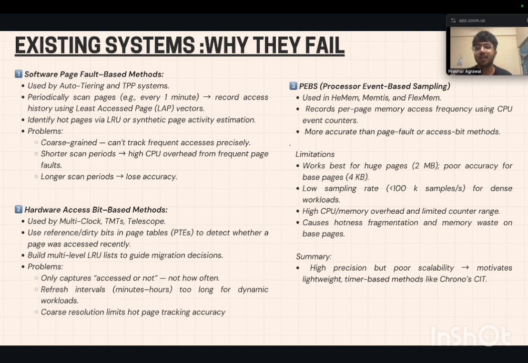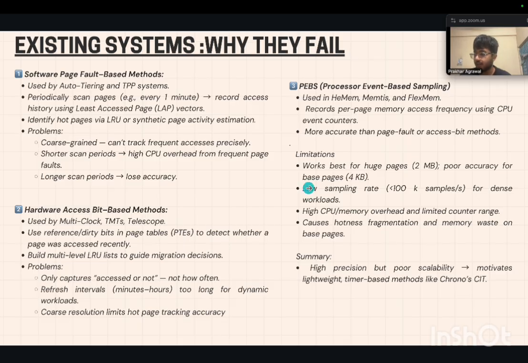It is an LRU mechanism. First of all, the pages are scanned every 1 minute, and this is an LRU-based scheme. So it is based on recency rather than frequency. The problem is we are scanning once every 1 minute. I don't know what happened in that 1 minute. The page can be accessed 20 times, 40 times, 100 times. I don't know that.